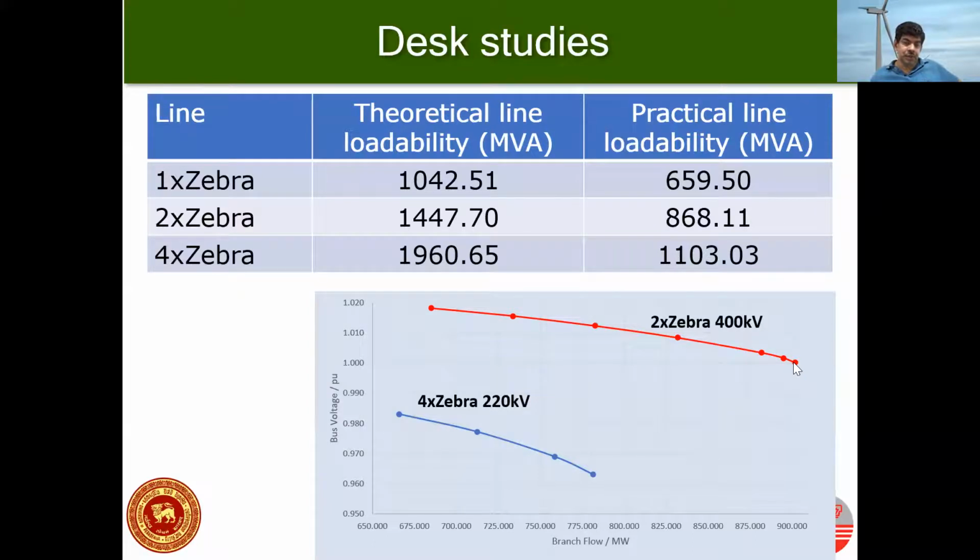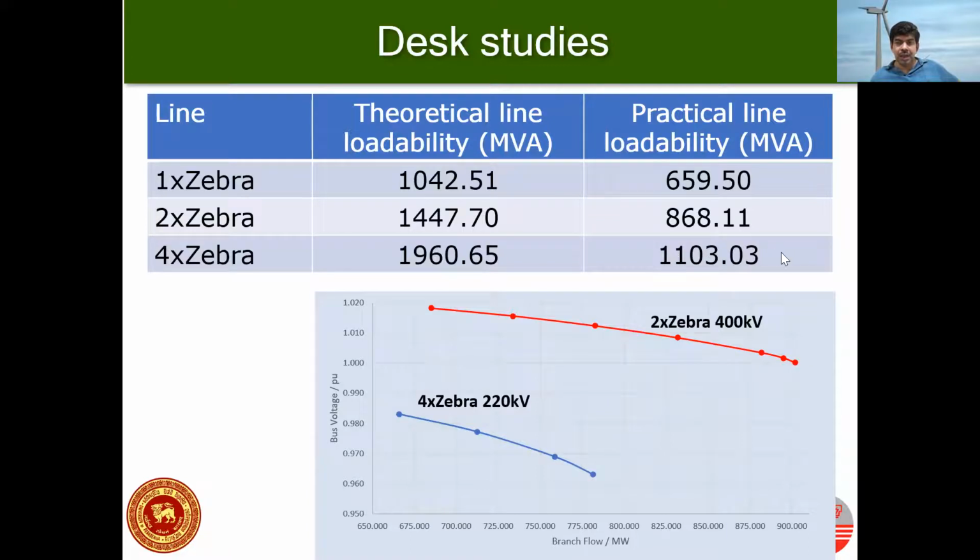1 per unit. Now, if you use the 4 Zebra 220 kV line, you can very clearly see that, within reasonable limits, you cannot obtain more than 775 megawatt. So that clearly shows that simple 4 Zebra 220 kV will not work. You will need a 4 Zebra 400 kV because we want to transfer, remember, 1200 megawatt from Sampur to New Habarana. So that line will go up here, so it can support 1200.